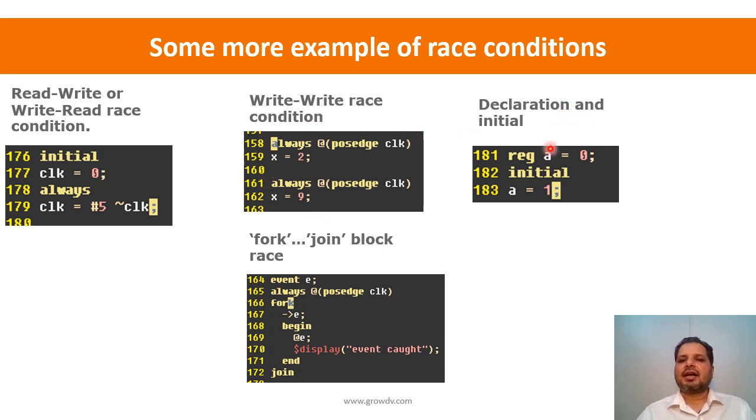Same thing for the declaration and initial. If the declaration executes first at time 0 and after that the initial executes, the value will be 1, and if it is vice versa the value will become 0. So again we have indeterminism, that is a race.